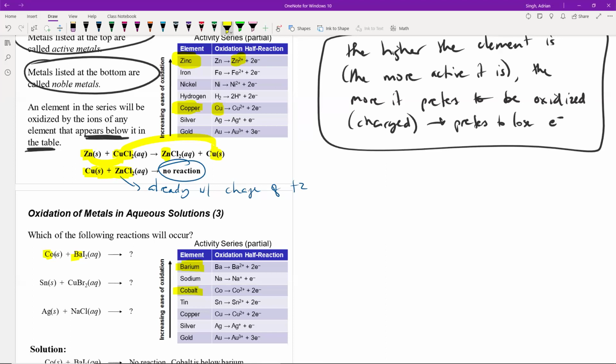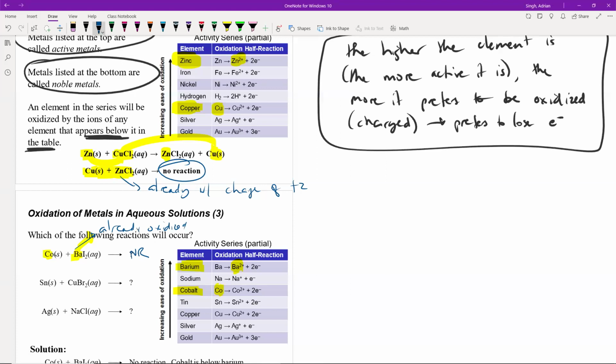So barium prefers to be in the oxidized state. Cobalt prefers to be in the reduced state in comparison because the cobalt is less active. Remember, the more active metal wants to be in the oxidized state, right? So is barium already in the oxidized state? Yes, because it's combined with iodide. So it's already oxidized, it won't oxidize any further. So nothing will happen, no reaction.